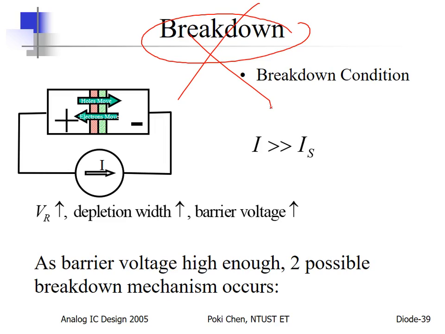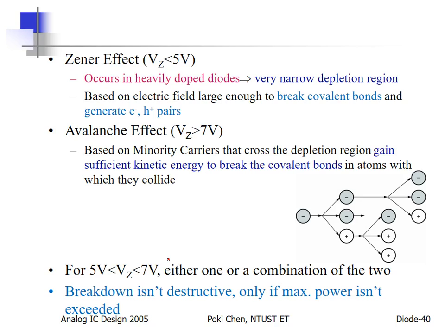But what kind of breakdown do we have? Two possibilities, two kinds of mechanism. First of all, we call it the Zener effect, because it is not created, no, it was found by Zener. So to honor him, we call it the Zener effect. Especially for heavily doped diodes. Why? Heavily doped means what? The depletion region becomes very narrow.